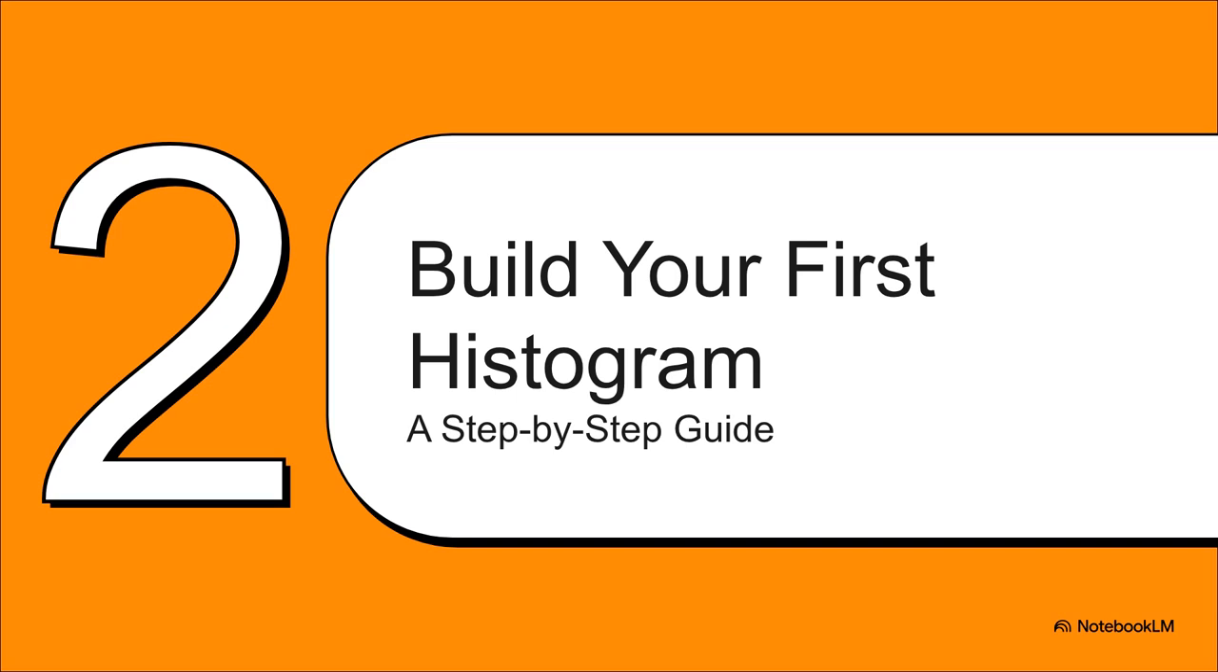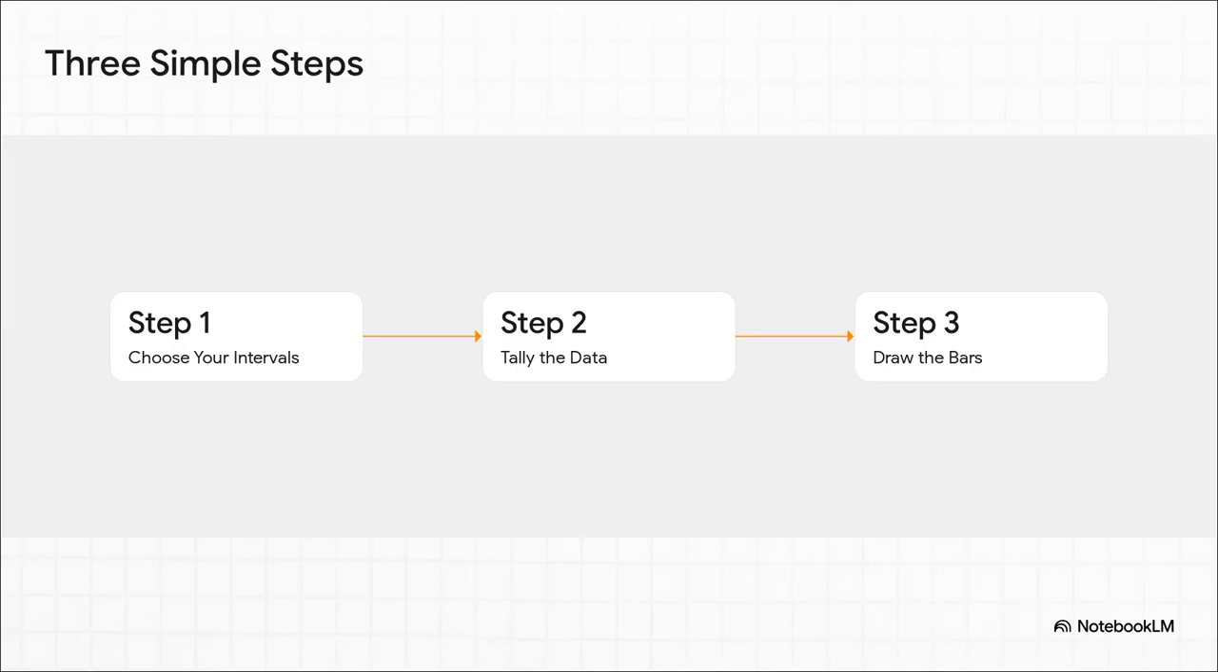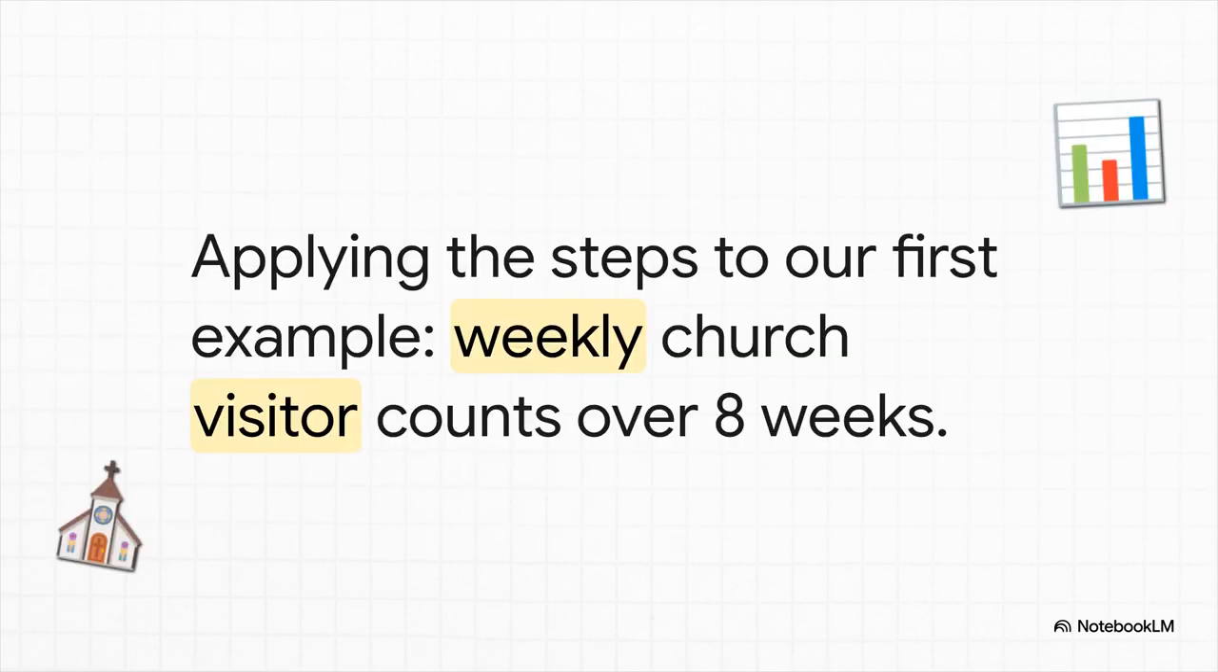It's way easier than you might think. We're going to walk through it step by step, and you'll see just how straightforward this process really is. It really just boils down to 3 simple steps. First, you decide on your sorting buckets. Those are your intervals. Second, you go through your list and tally up how many numbers fall into each bucket. And third, you just draw bars to represent those counts. That's literally it.